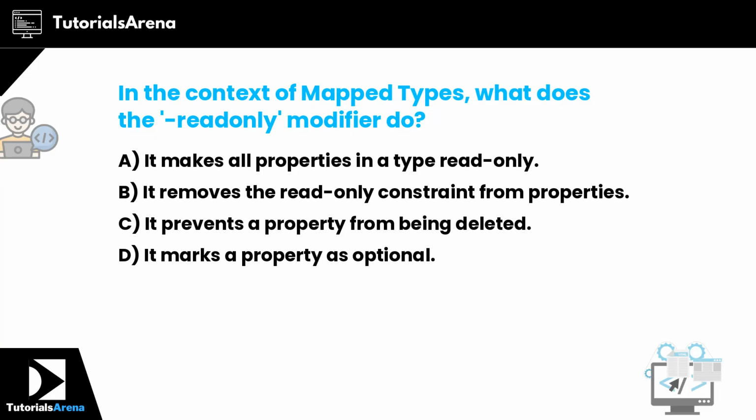In the context of mapped types, what does the -readonly modifier do? The correct answer is option B. It removes the readonly constraint from properties.